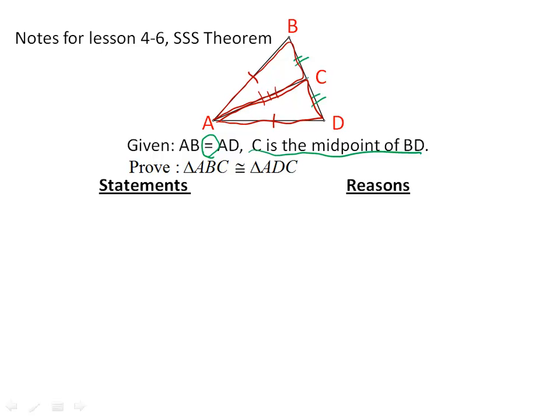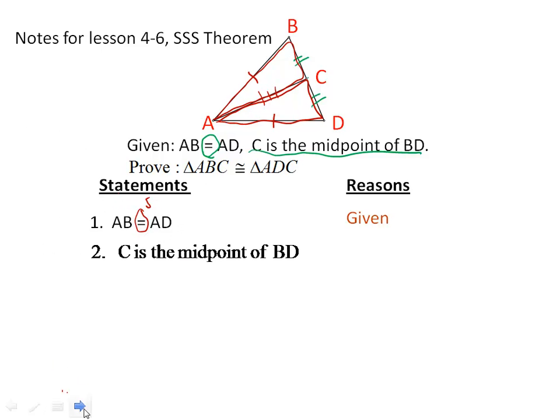Alright, so here it is, how you would do this. Start with a given statement, AB equals AD. There you've got one of your equality statements, and it's a side. Then next we're going to talk about C being the midpoint. And so C is the midpoint of BD. That's given.